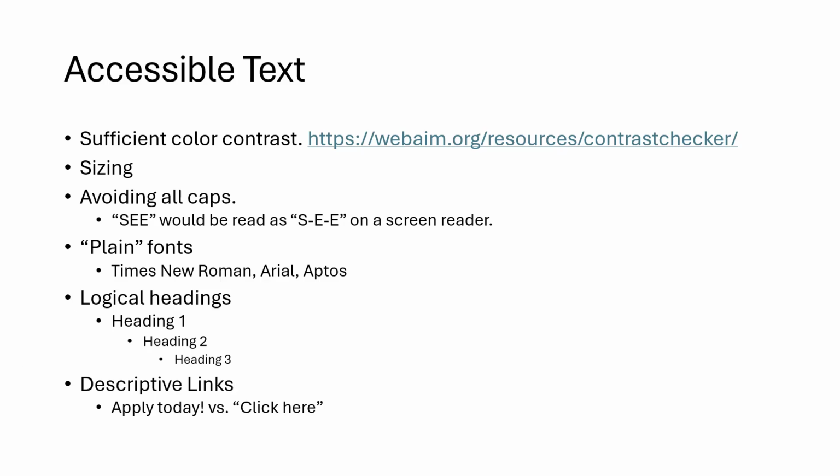And then finally, if you're linking to anything, accessible text best practices are that your links are descriptive. For example, saying something like apply today or register for the career fair is better than click here. The reason for this goes back to screen readers. If somebody is using a screen reader because of a visual impairment and they click on a link, they don't really know where they're going. So it's always best to describe that link as much as possible in your text.